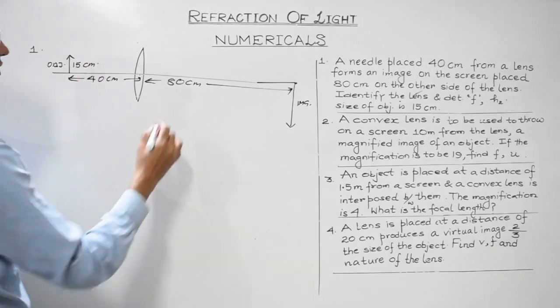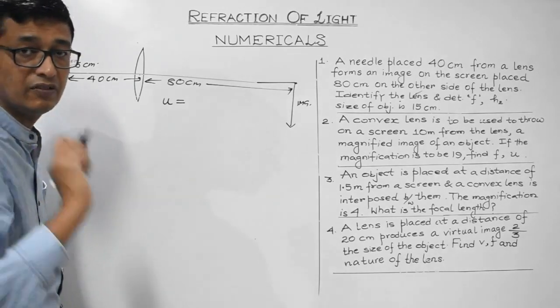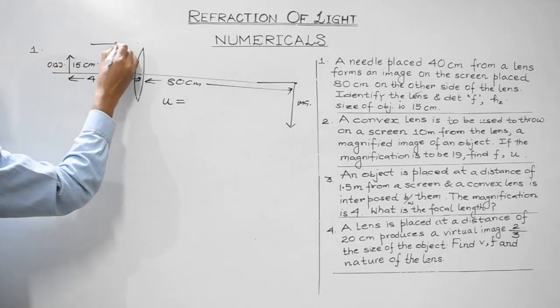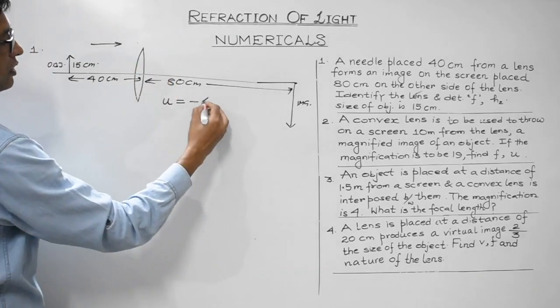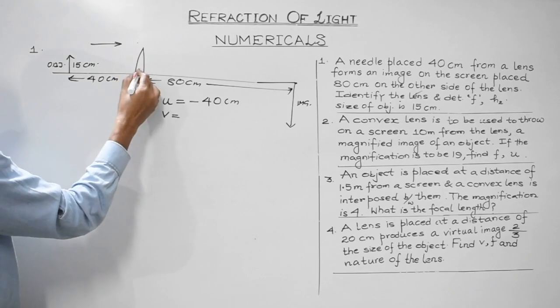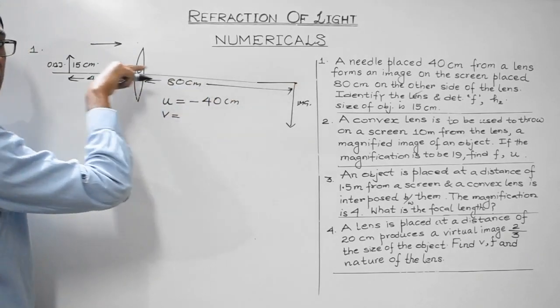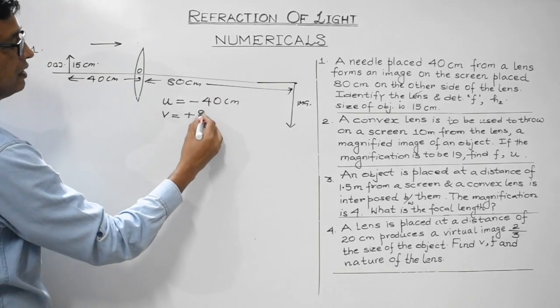So what to do is write all the given data. Make use of sign convention. Incident ray is along this direction, left to right. So U is measured against the direction of the incident ray, so it is minus 40 cm. V, it's given, this is the optical center, it's given the distance, again measured along the direction of the incident ray. So it is positive, so it is plus 80.